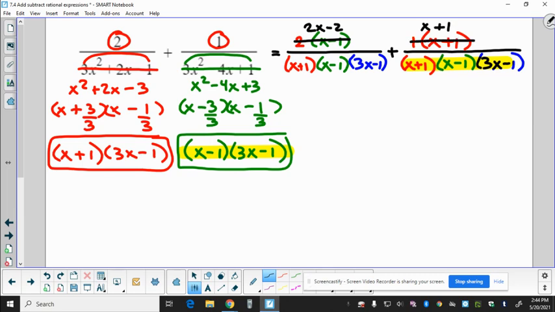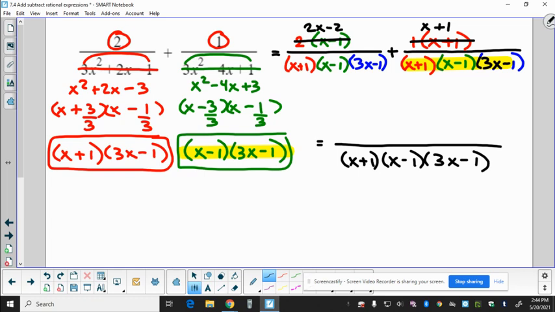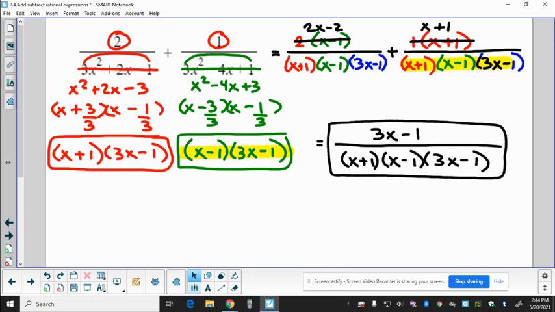All right, I think we're ready to get a final answer. So I think I could probably fit it all right here. So it's x plus 1, x minus 1, 3x minus 1, and 2x plus x is 3x. Negative 2 plus 1 is negative 1. And we should be good to go. And there you go. That's today's example problems for our lesson.